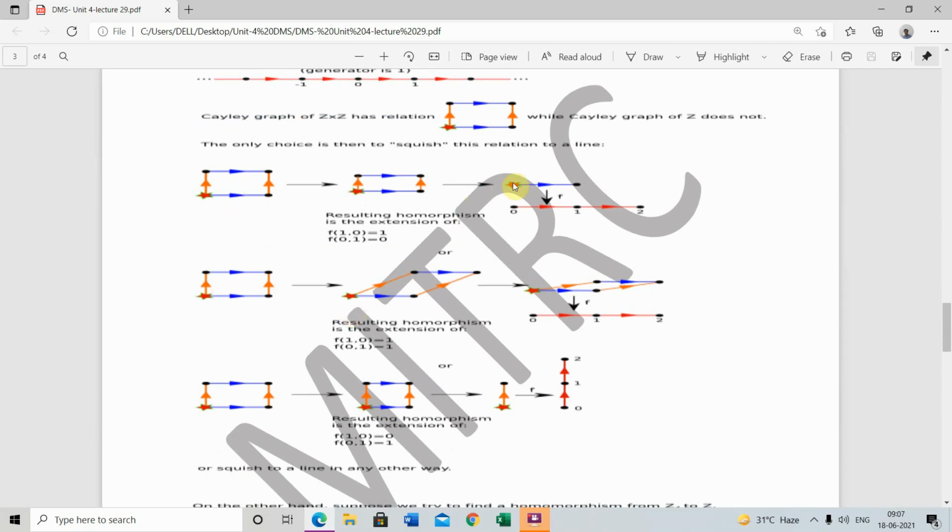So this way we get from a square to a line. The resulting homomorphism is the extension of f(1,0) equals 1, f(0,1) equals 0. Or, if we squeeze this square, the resulting homomorphism is the extension of f(1,0) equals 1, f(0,1) equals 1. This way we get a line.